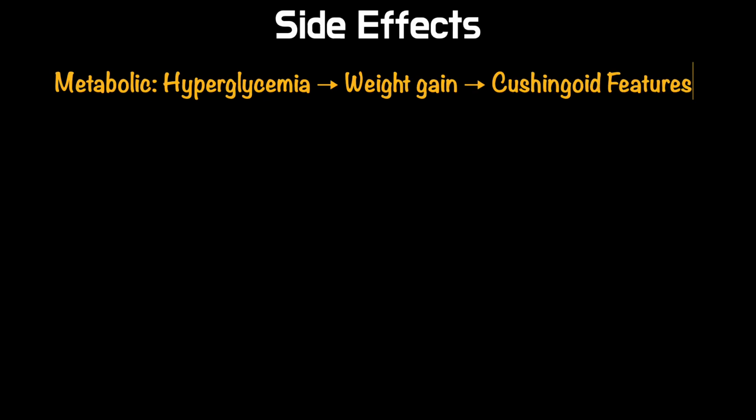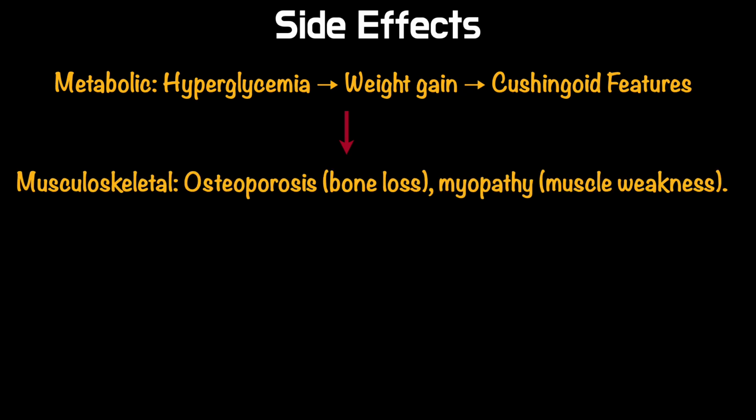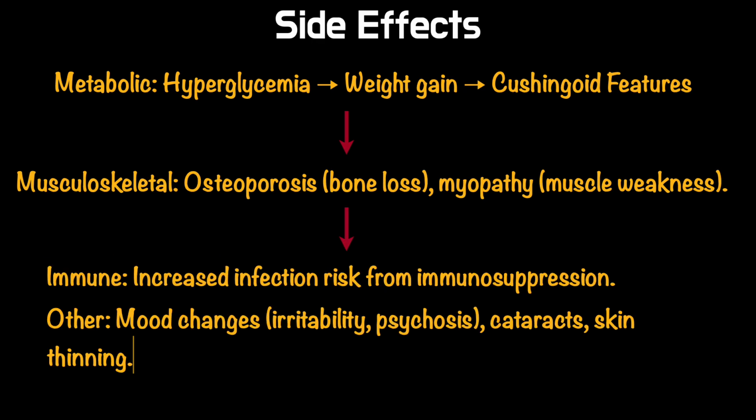So the side effects of this are hyperglycemia, weight gain, and Cushingoid features. What are Cushingoid features? There is redistribution of fat, and a buffalo hump or round face is seen. So these are Cushingoid features. Then musculoskeletal: osteoporosis, that is bone loss in long-term use, and myopathy that causes muscle weakness, right? And in the immune system, there is increased infection risk because of immunosuppression, right? And mood changes like irritability, psychosis, cataracts, and skin thinning are also side effects of these drugs.